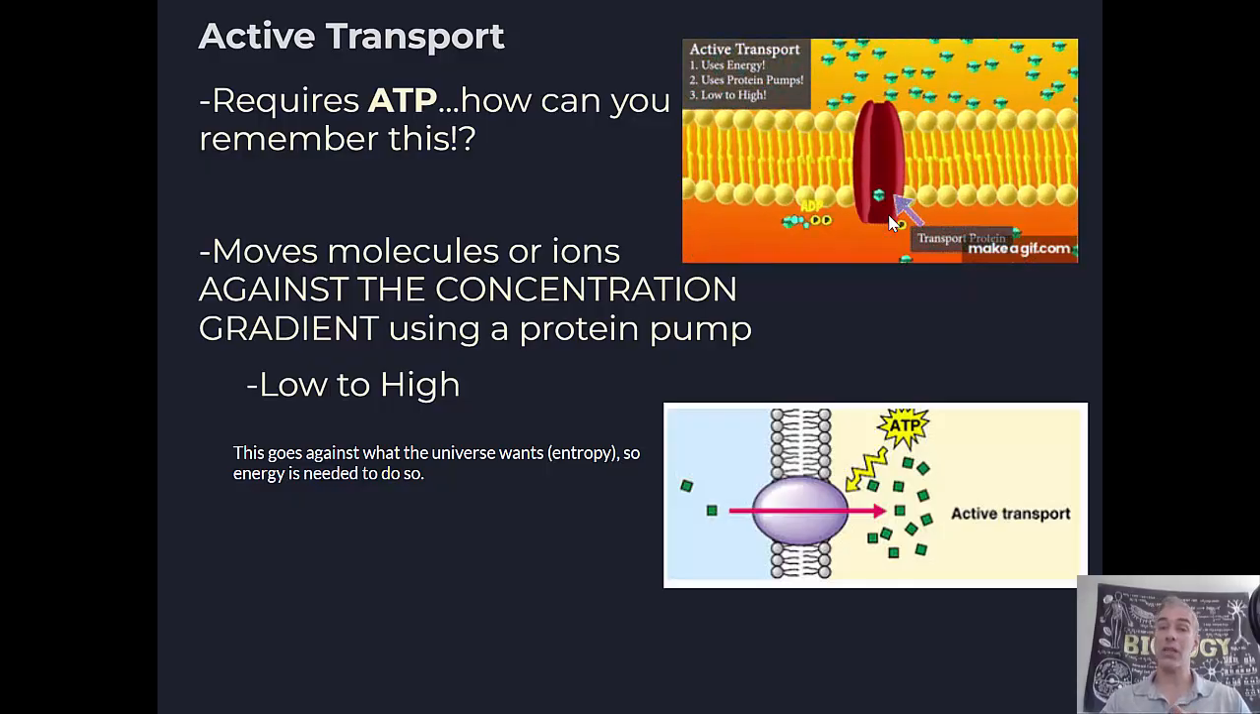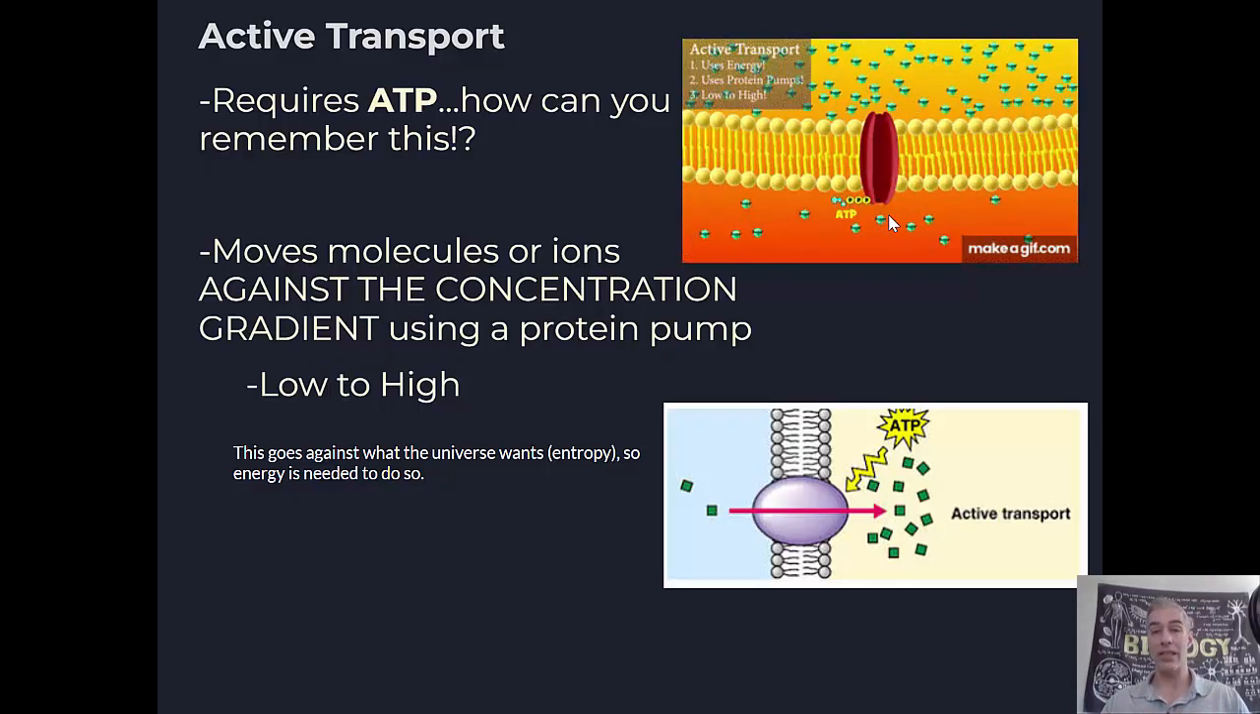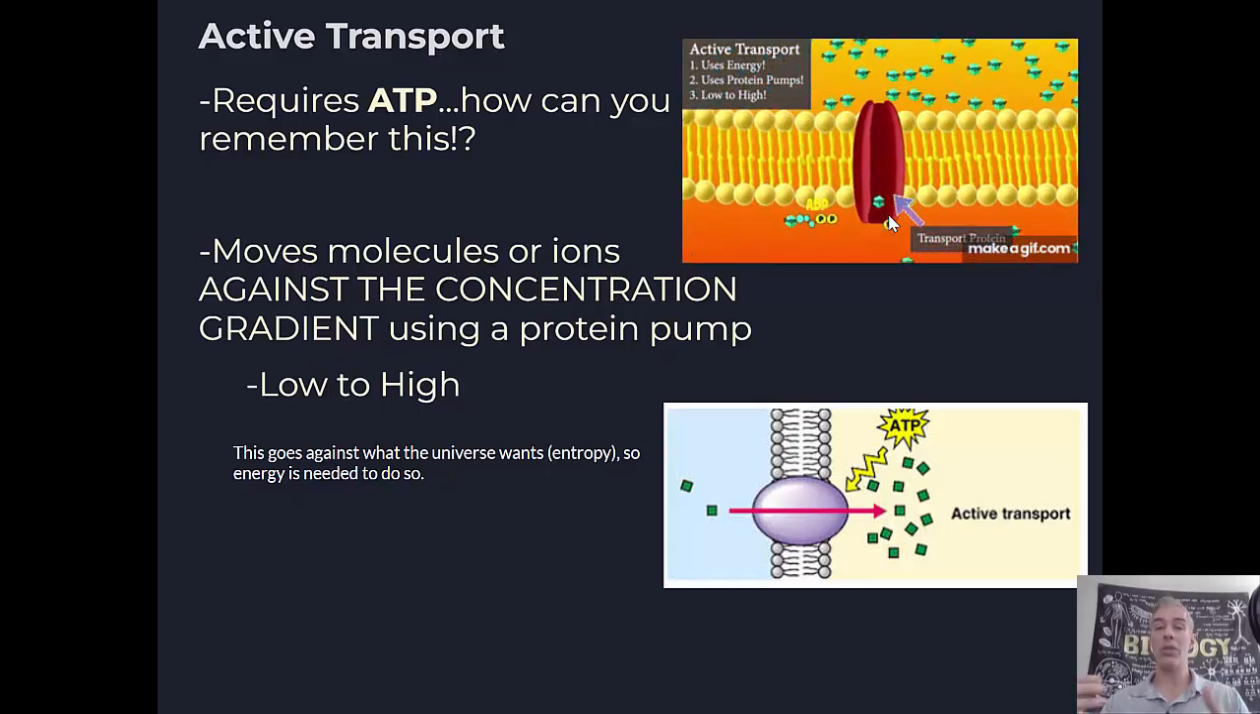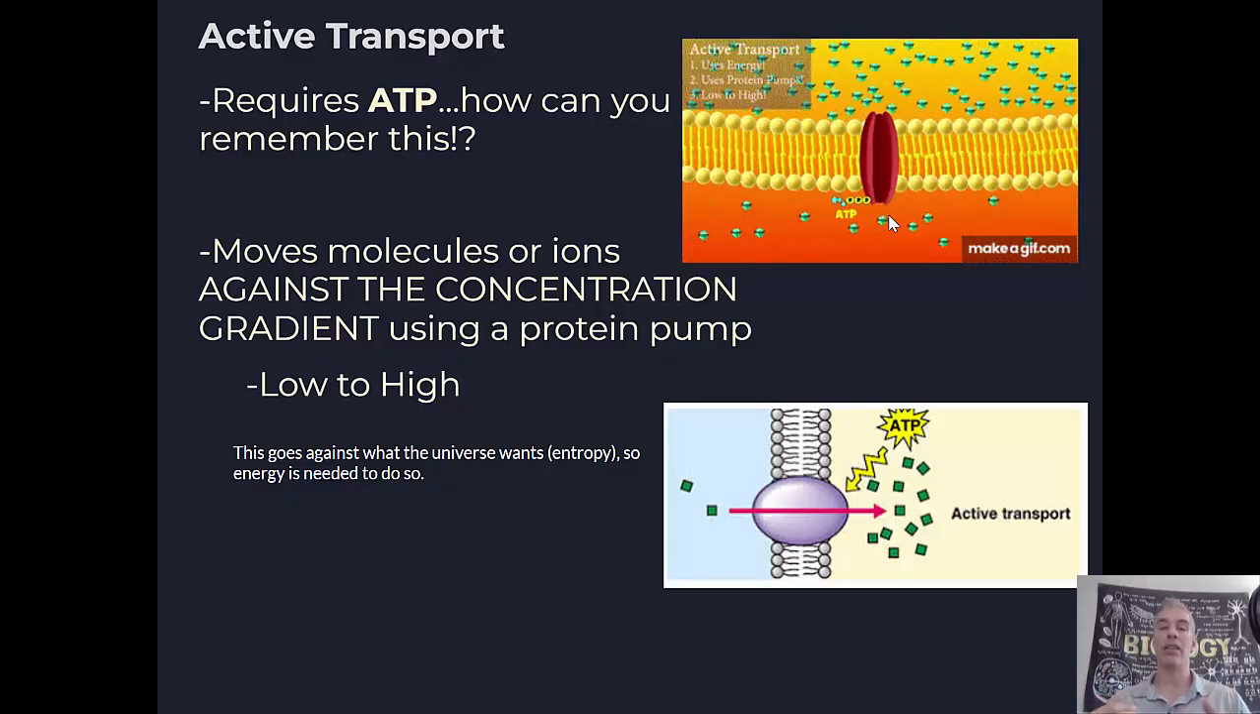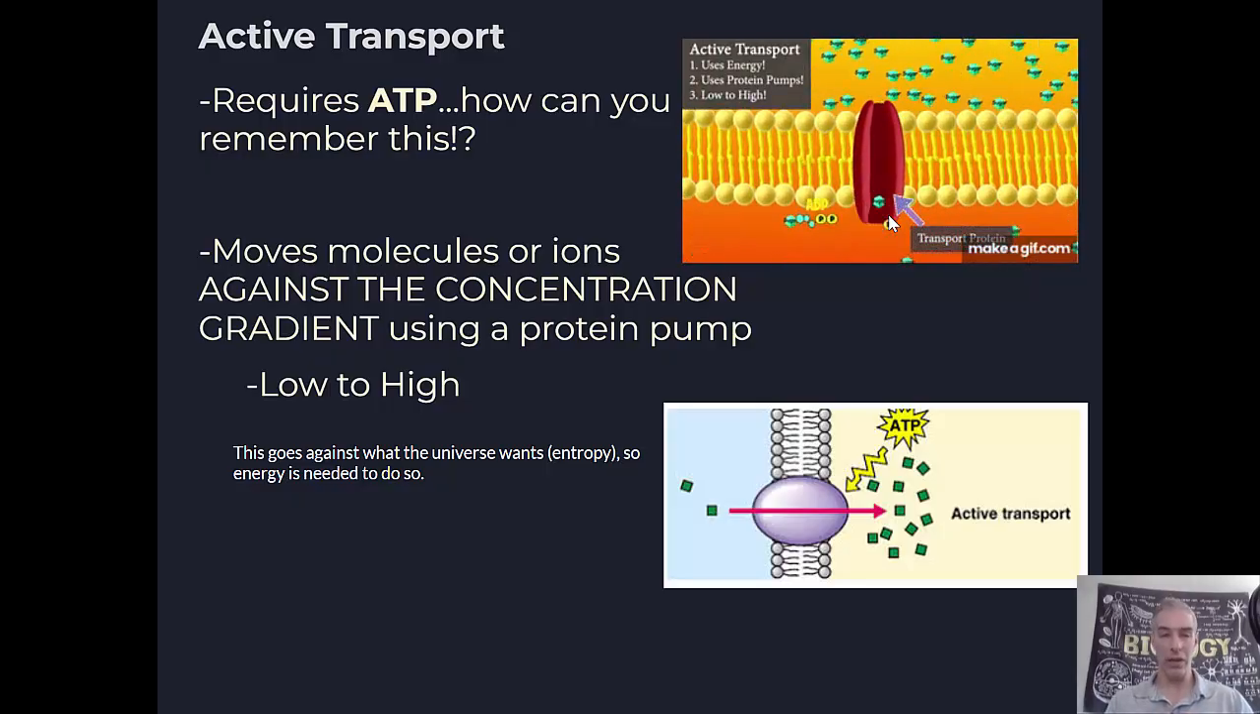Again, remember, this happens because if we're going from low to high, it's going against the second law of thermodynamics. So as a result, we need to provide energy to do that process. It's not just going to happen naturally.